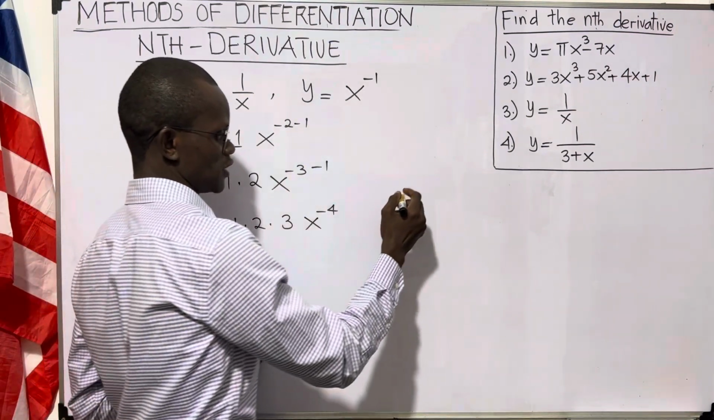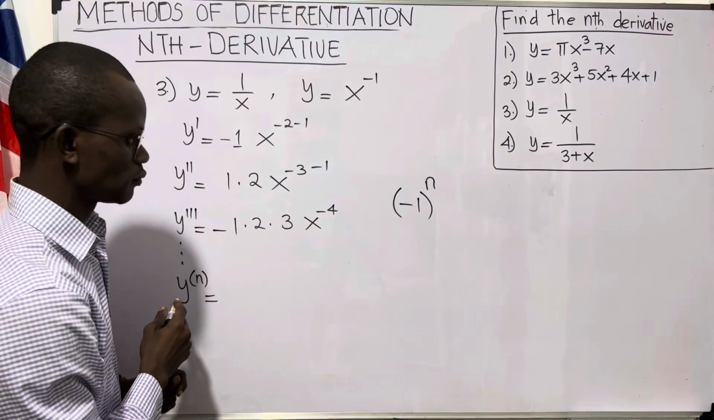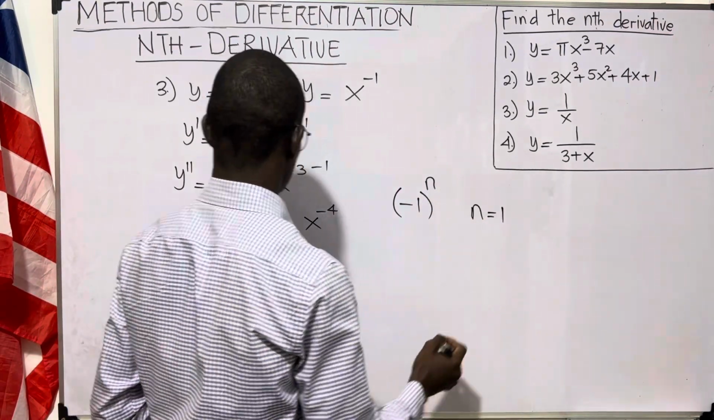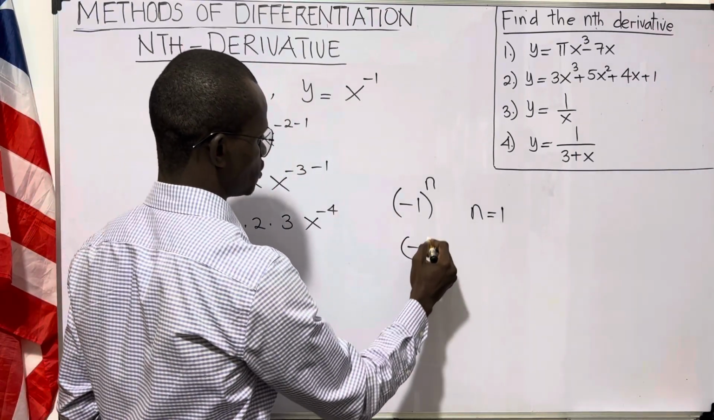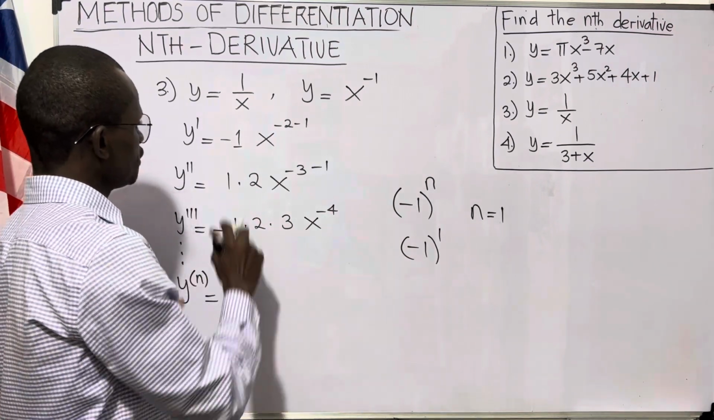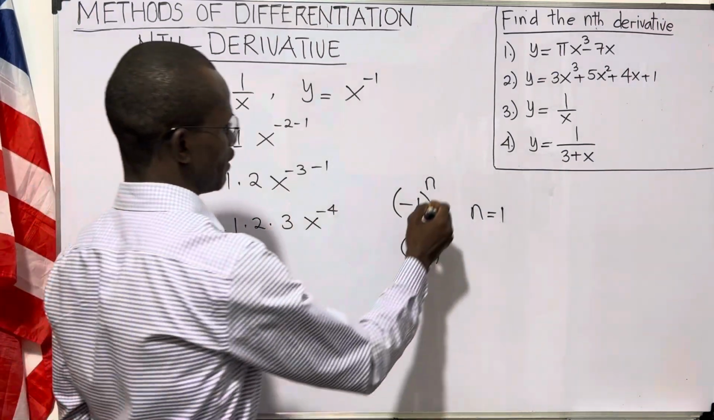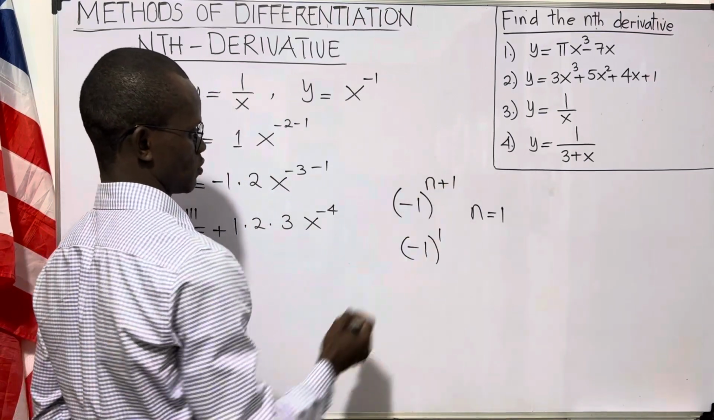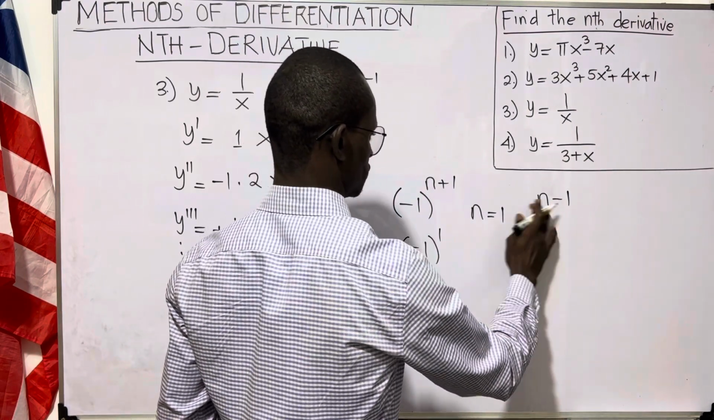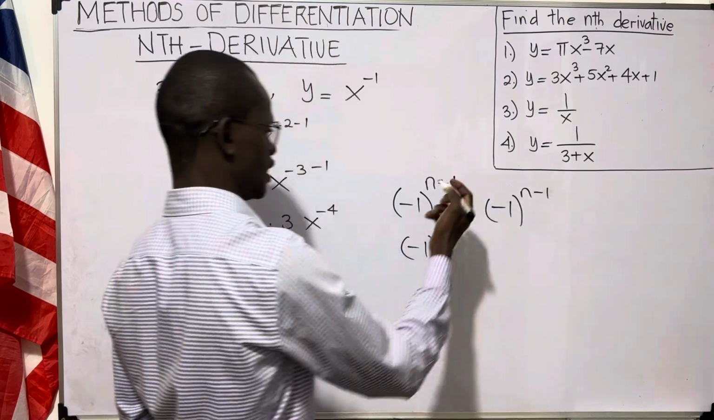So when negative is first, you just raise minus 1 to the highest derivative. When n is equal to 1, if you are finding the first derivative, minus 1 raised to the first power, you will just have minus 1. If this was to start with a positive and continue with a negative and positive and so forth, you would have added 1, n plus 1. Or you can also say n minus 1. It's still the same. Minus 1 raised to the power n minus 1 or n plus 1.